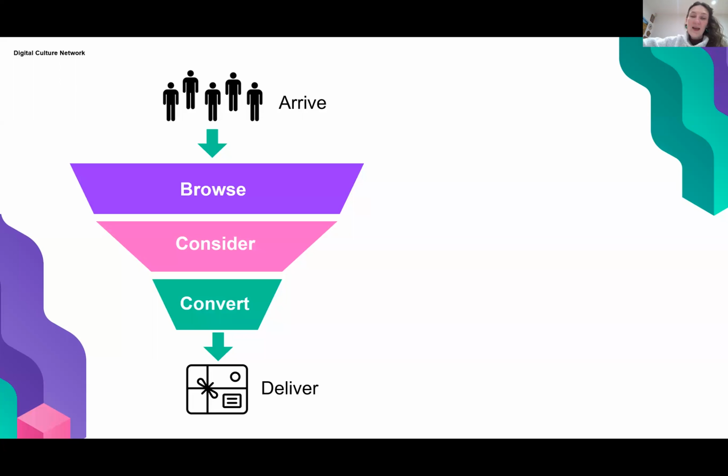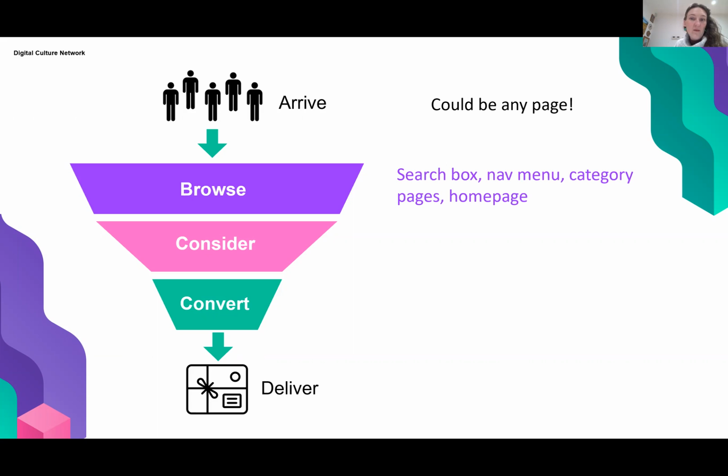So let's take a look at that customer journey. Well, actually, it is quite similar. So my customers will arrive at my website, and they could arrive on any page. They will then browse about my website. And the ways they do this is they will use the search box, the navigation menu. They will look at things on category pages, and they will also come back to the home page as well. These are all different parts of the website that help us browse.